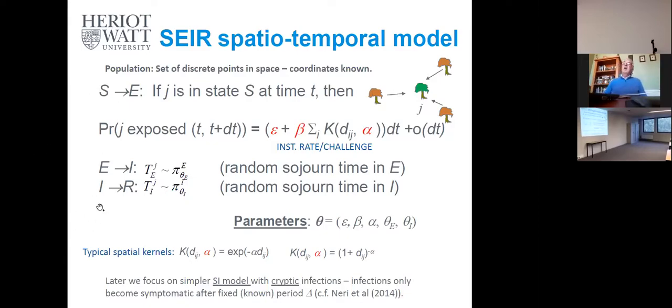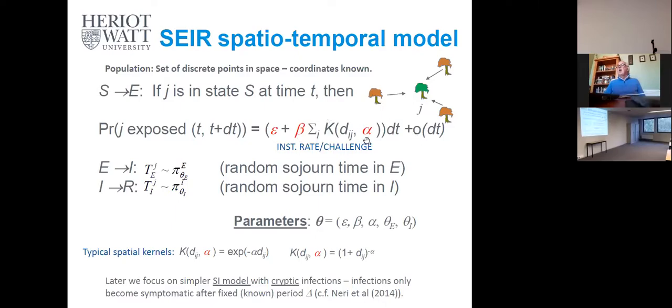And in order to specify the model, I need to give the probabilistic rules for the various transitions that can take place. So individuals start off as being susceptible, and then they can become exposed to the disease. So essentially they become infected and they're starting to incubate the disease.